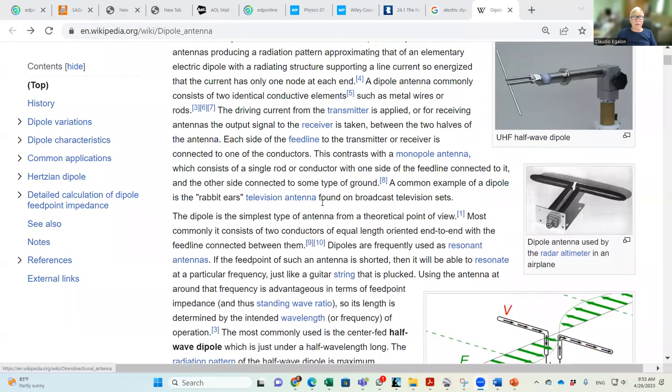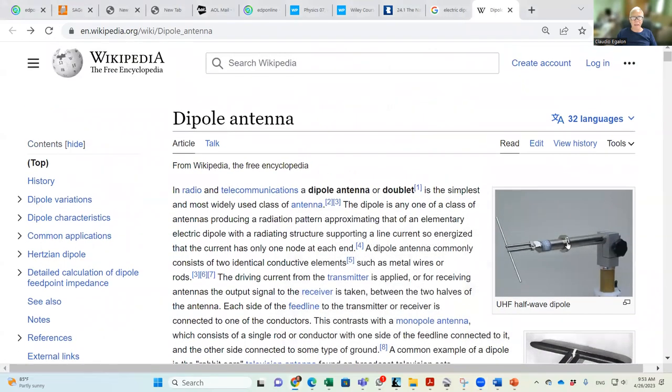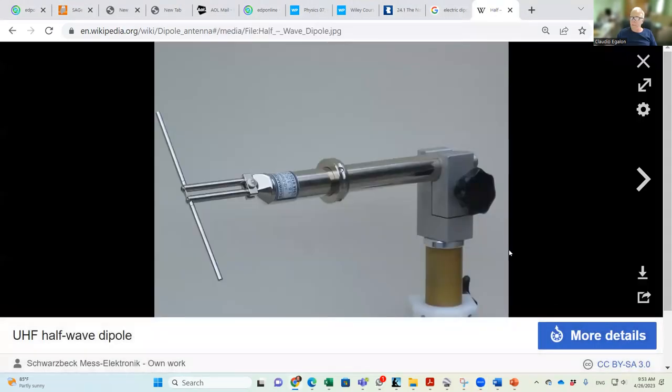Okay, so here you go. Let's repeat everything that I said, right? This is in Wikipedia. Here's an illustration of an electric dipole antenna.